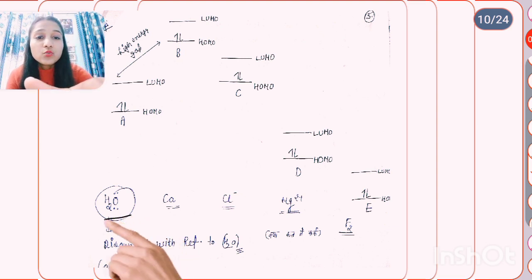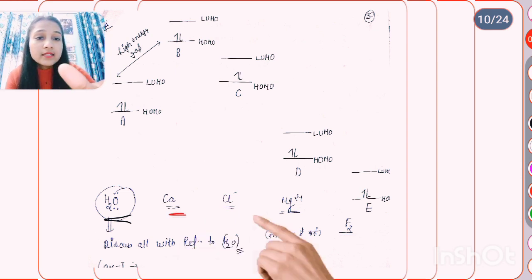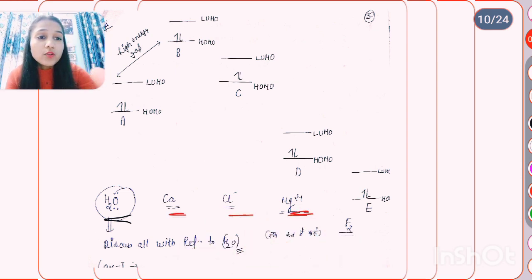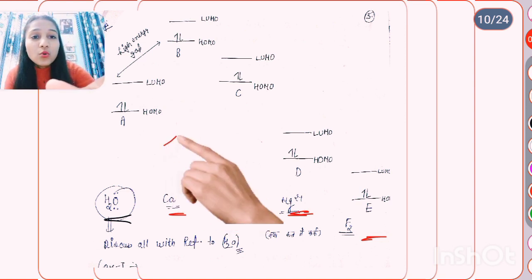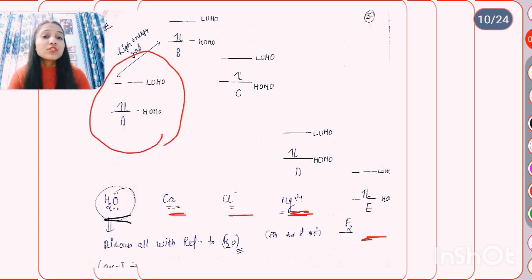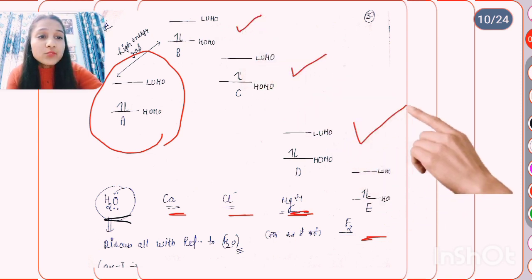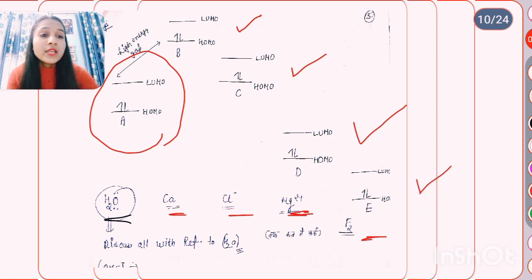Here we have H2O, this is Ca, Cl negative, Mg2 positive, F2. You just have to learn it with a trick. So just you simply learn it by this trick. So here this is H2O, HOMO and LUMO for H2O. You have to check simply with respect to H2O. This is for Ca, this is for Cl negative, this is for Mg2 positive, and this is for F2.